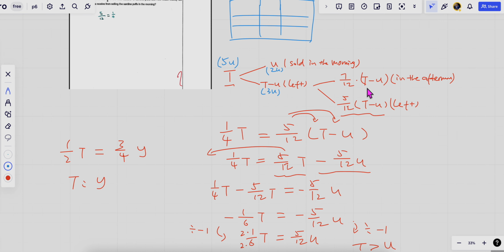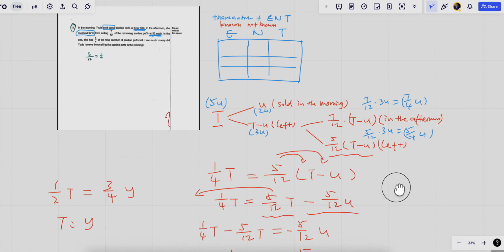Then over here is 7 over 12, 3u. So 7 over 12 times 3u, so this will be 7 over 4u. Then this is 5 over 12, 3u, so this will be 5 over 4u. So far so good. So I will look at the one in the bracket. Okay, good.